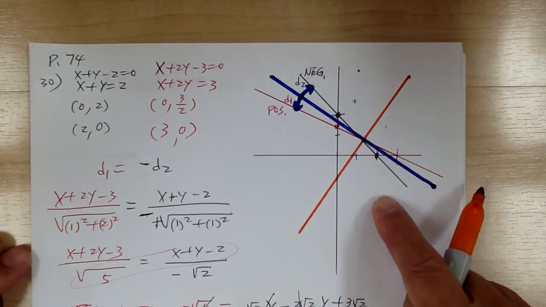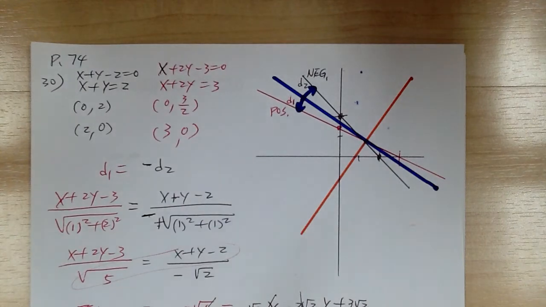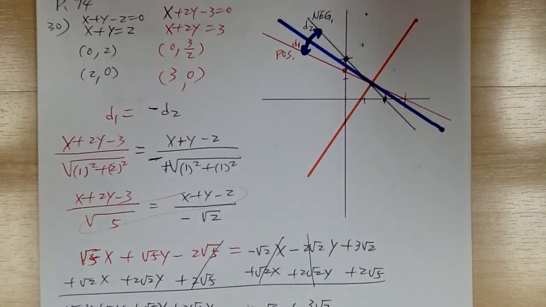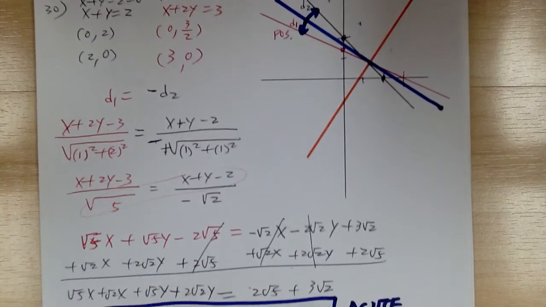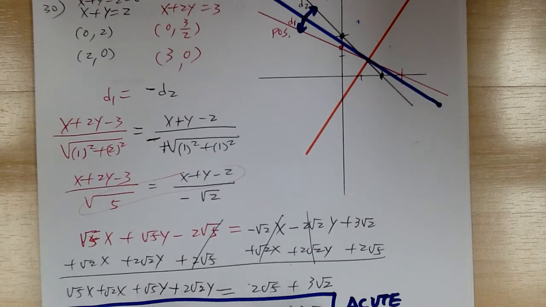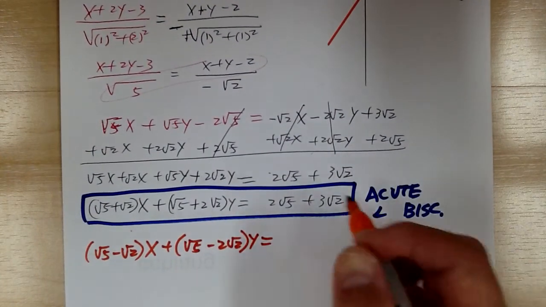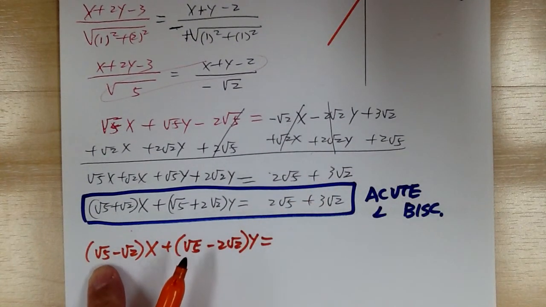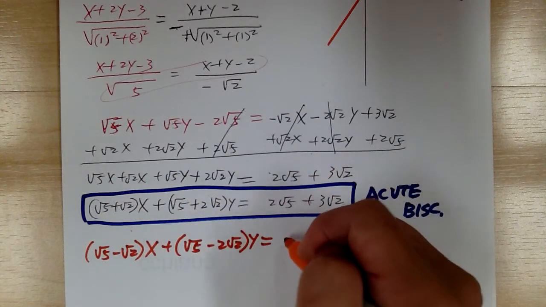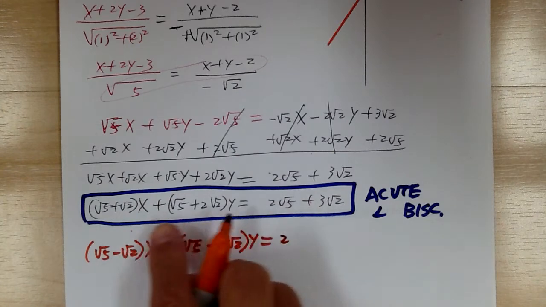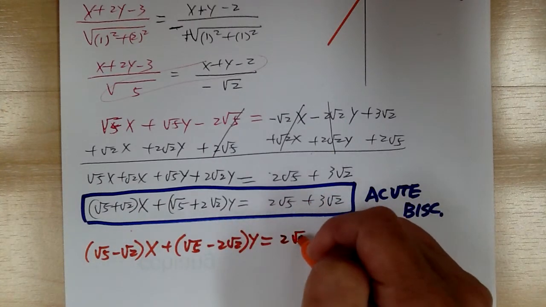Okay, so you can color code so you can follow the color. For that one, you just take the conjugate, so it would be square root of 5 minus square root of 2 x plus square root of 5 minus 2 square root of 2 y equal to square root of 5 minus square root of 2 x. Just take the conjugate. Make sure you have everything in the same order if you're going to do the conjugate method.